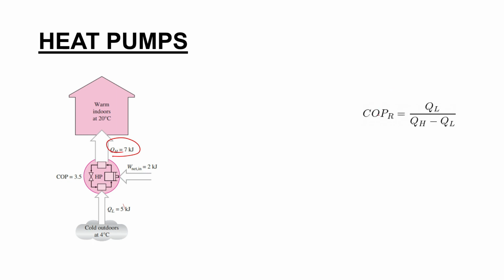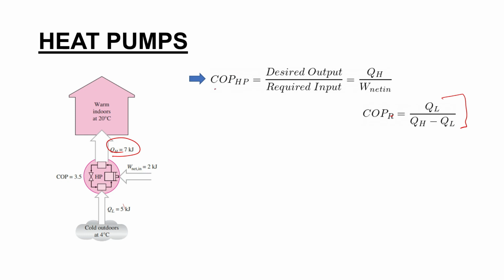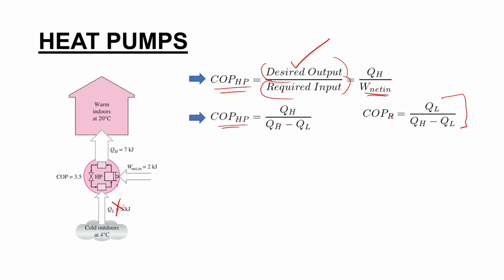Now look at the COP of this heat pump. Sorry, QL by QH minus QL is for a refrigerator. But for a heat pump, it is desired output by required input. Here the desired output is QH, not QL, because we are trying to warm the room. So the desired output is QH divided by W net in. So COP of the heat pump is equal to QH by QH minus QL. Again, according to the first law of thermodynamics, W net in is equal to QH minus QL.